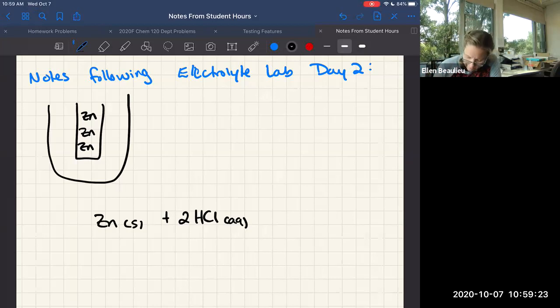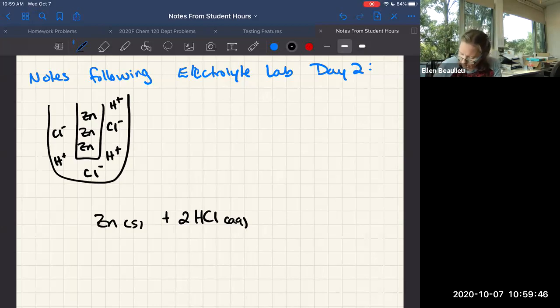Now around that zinc metal, we have the strong electrolyte, hydrochloric acid. So what does strong electrolyte mean? It fully dissociates into ions. So I have some H+ ions and some chloride- ions. I don't see any intact molecules of hydrochloric acid.